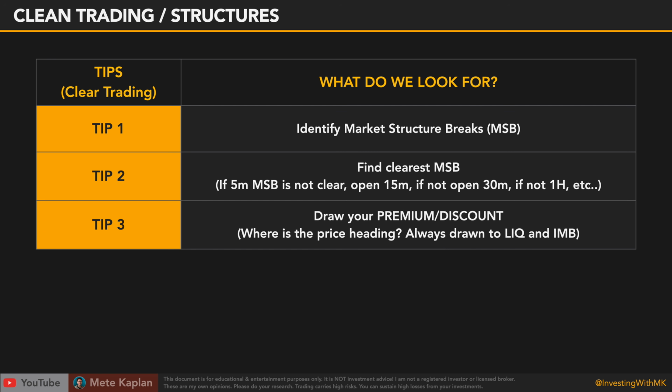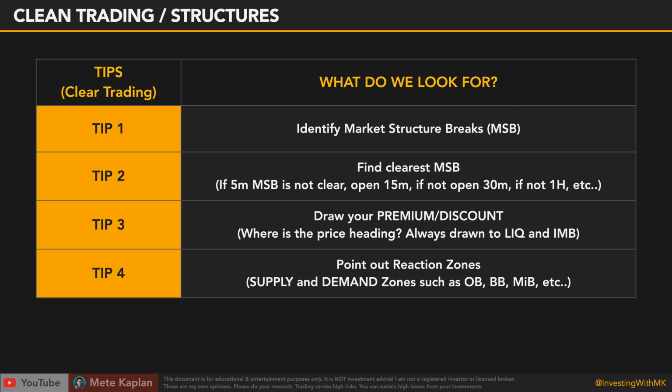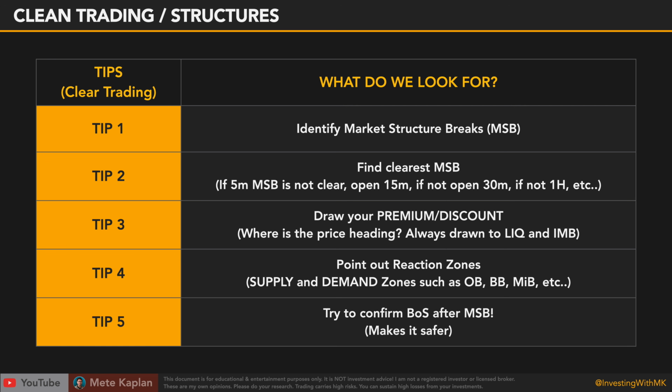Then definitely draw your premium and discount zones. This will help you to identify where the price is cheap or expensive. And look at the price and ask yourself, where is the price heading? Where is the liquidity or imbalance? Next, supply and demand zones. Finding order blocks or breaker blocks is so important. Finally, sometimes the first MSP could be fake and could make another drop and another MSP. Confirming the first break of structure after the MSP will make the trade much safer.